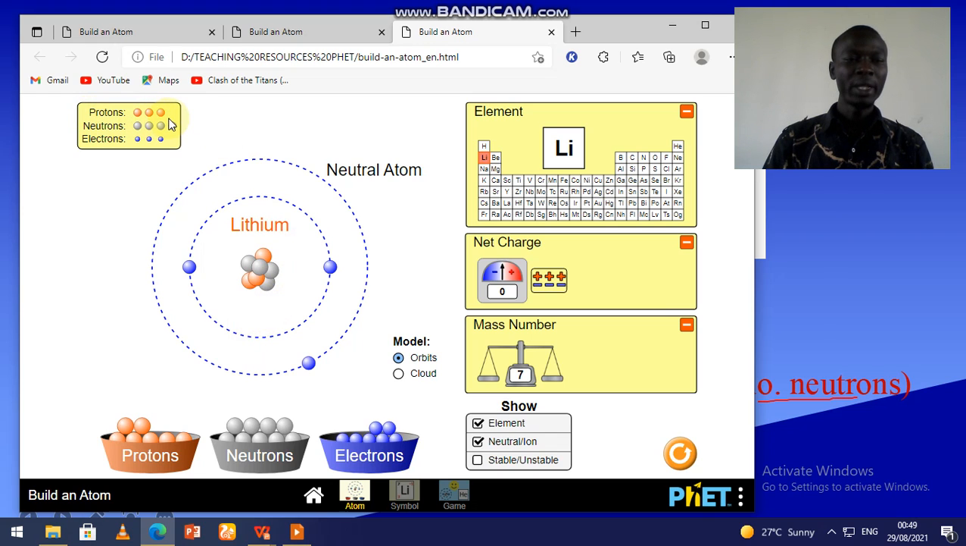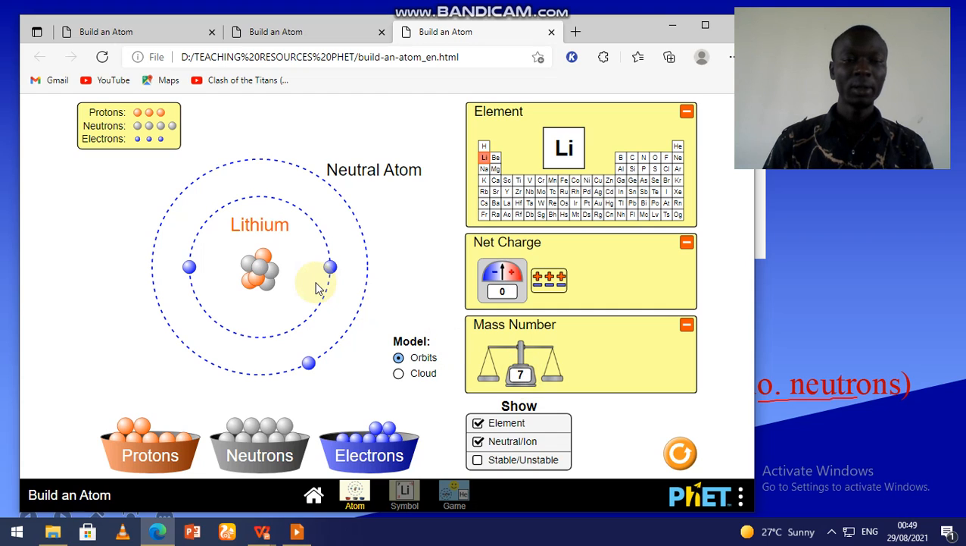Now, I want you to notice something. The number of protons is 3, the number of neutrons is 4, and the number of electrons is 3. Let's look at the net charge on that atom. The net charge on that atom is 0. Why? Because the number of protons which are positively charged is 1, 2, 3, and the number of negative charges is 1, 2, 3. So they cancel, and the atom has a 0 charge. So it is a neutral atom. And what is its atomic mass? The atomic mass, which is also the mass number, is 7.